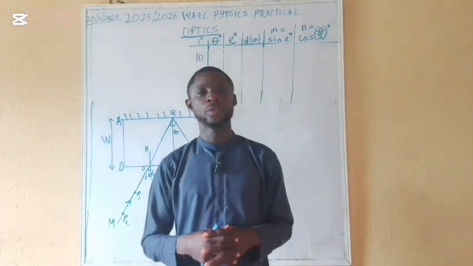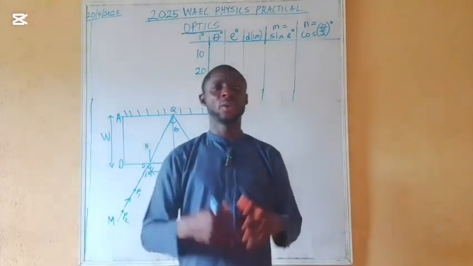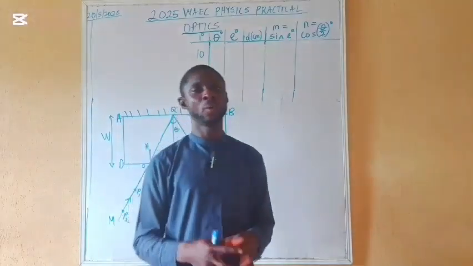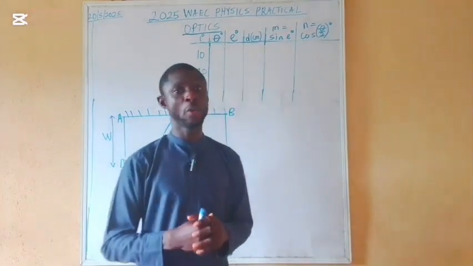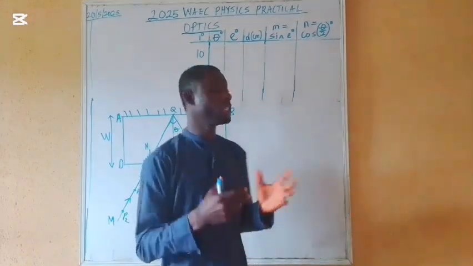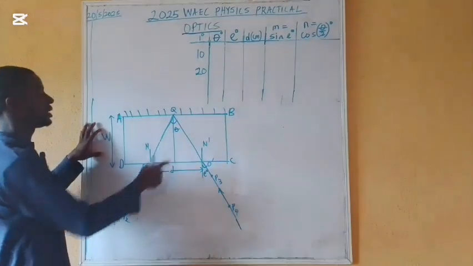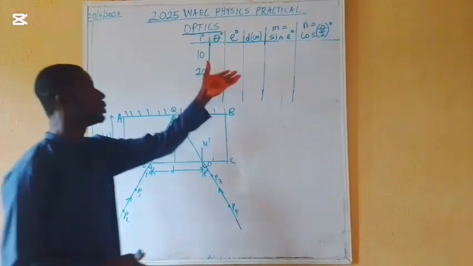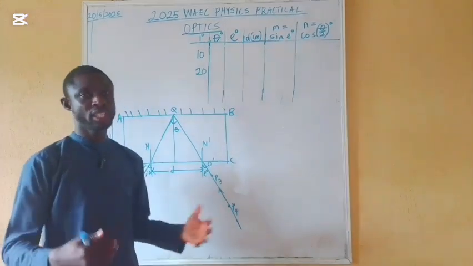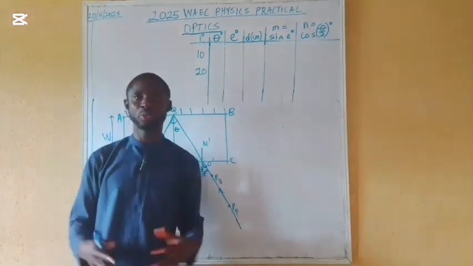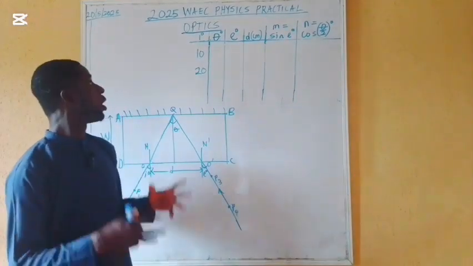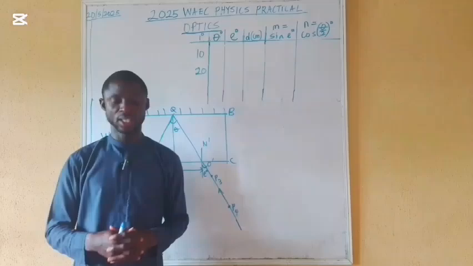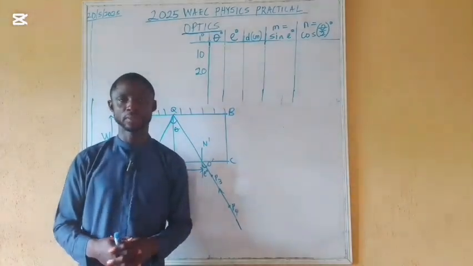Today we are looking at WAEC Physics Practical for the year 2025, and we are looking at the section of optics. This diagram shows the diagram of the question that we want to treat, and this table is the table of values that we are going to get from the question. Let's go into the question and start the practical fully.